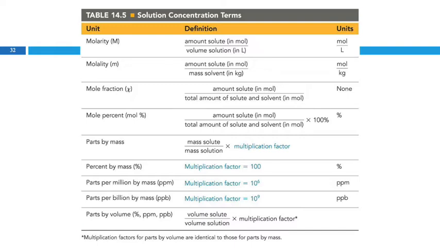You can also look at parts by volume, where you're looking at the volumes of the solute in the solution. So here, the volume of the solution is the volume of the solute and the solvent together. Here, the mass of the solution is the mass of the solvent plus the solute.